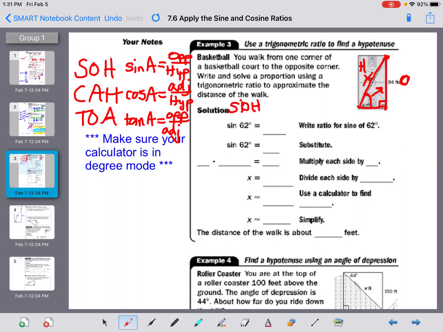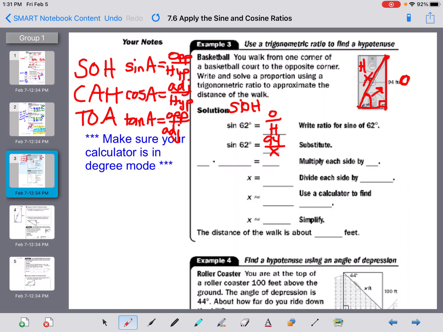And I'm thinking I set up sine of the angle equals opposite over hypotenuse. Okay, so sine of 62 equals, what's my opposite? 94. What's my hypotenuse? X. I've used my trig ratio to set up my problem. Now it's time to solve for x.